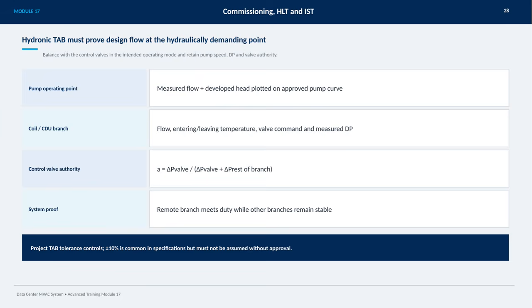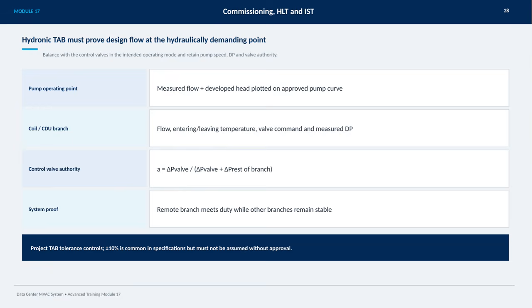This means balancing with the control valves set in their intended operating mode, while maintaining the pump speed, differential pressure, and valve authority. The pump operating point is assessed by plotting the measured flow and developed head on an approved pump curve, ensuring the pump performs as expected.